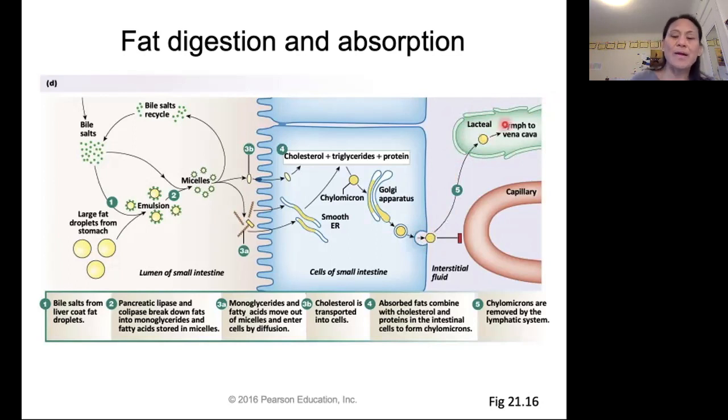And then I want to remind you that the lymph system is going to drain into the vena cava. And in that way, the chylomicron is then going to be able to enter the bloodstream. I guess it wasn't there to begin with.